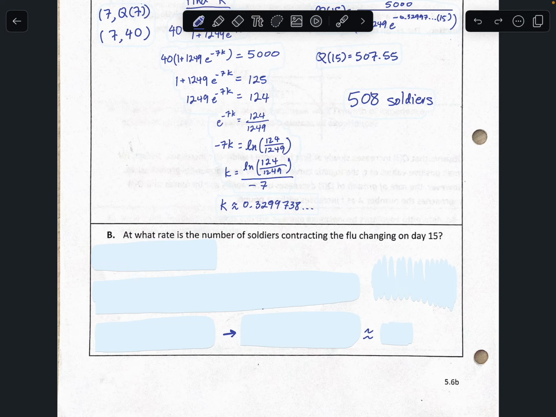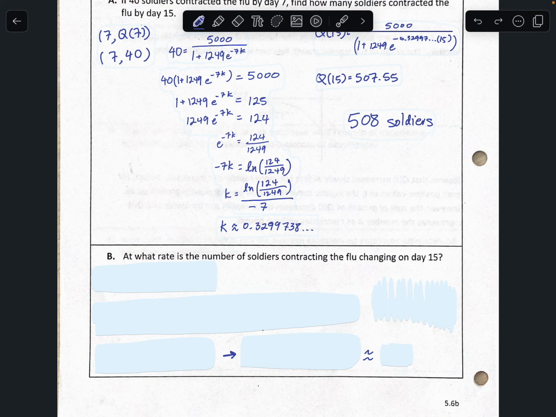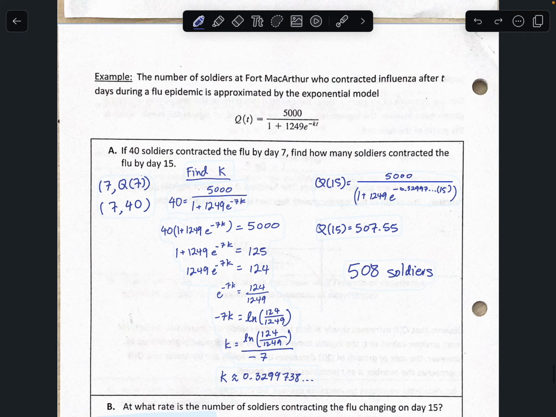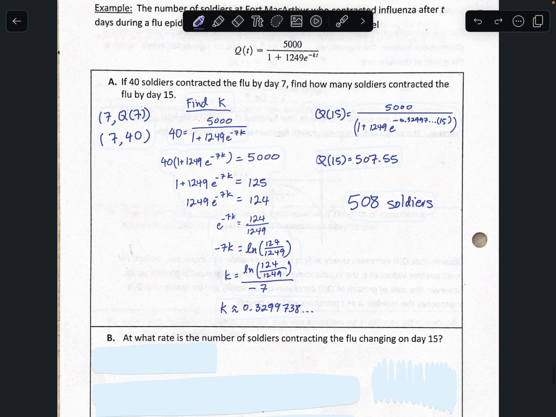For part B, at what rate is the number of soldiers contracting the flu changing at day 15? So it's a rate problem. We're not going to use A prime equals r times A, because that's only for a Pert format. This function is not written in a Pert format. It's written in a fraction format. So therefore, if I want to find the derivative, Q prime, I need to use the quotient rule.